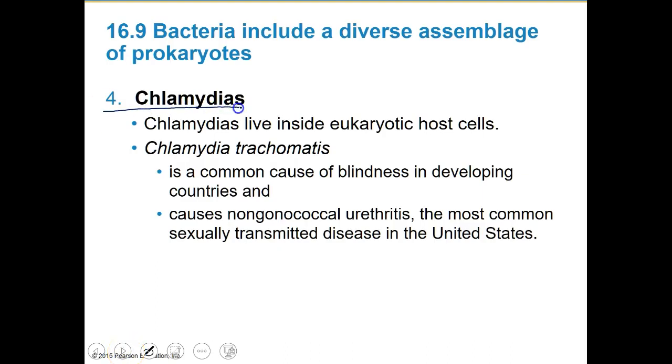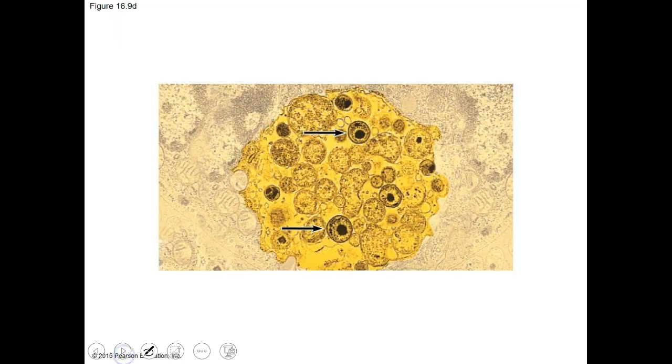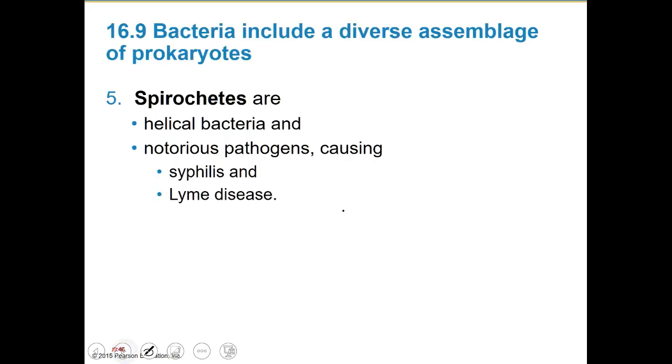Chlamydias are the fourth, and chlamydias live inside a eukaryotic host cell, like Chlamydia trachomatis, which is a common cause of blindness in developing countries, because the chlamydia that is untreated can lead to blindness. It also causes non-gonococcal urethritis, the most common sexually transmitted disease in the U.S. So chlamydias are a part of that group where there is a sexually transmitted disease. And that's sort of what it would look like. Sort of some cells within that.